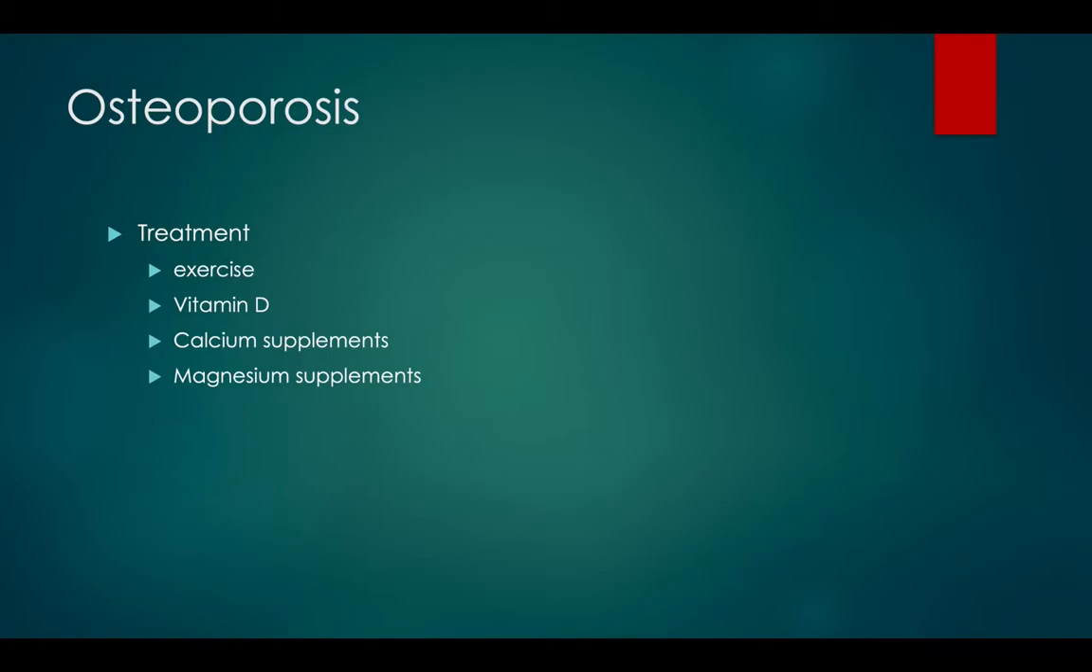So, ways to treat osteoporosis: exercise. We know that manual pressure applied to bones is what stimulates bones to grow. So if people exercise on a regular basis, they can keep their bones strong and also keep their balance and muscles strong to help prevent falls. Vitamin D is critical to ensuring people have proper calcium levels to help build bone. Calcium supplements help with that as well, and also magnesium supplements.